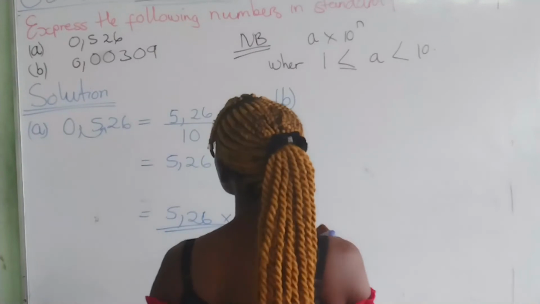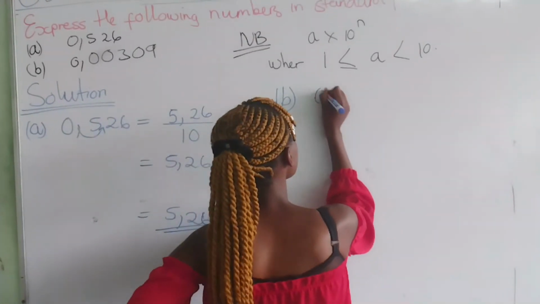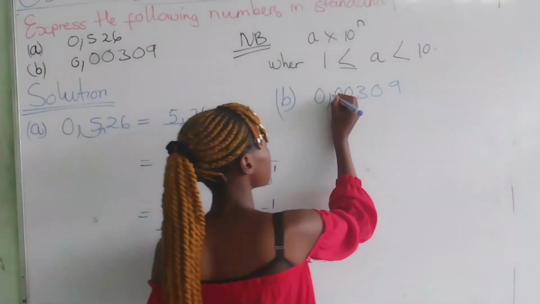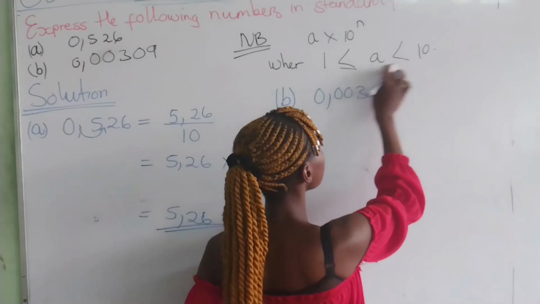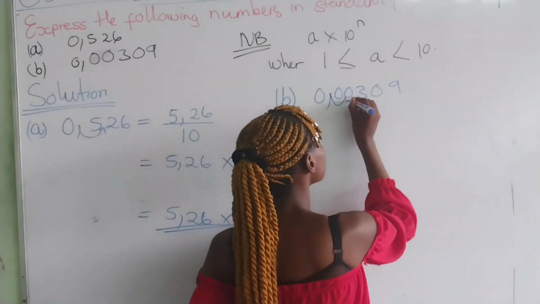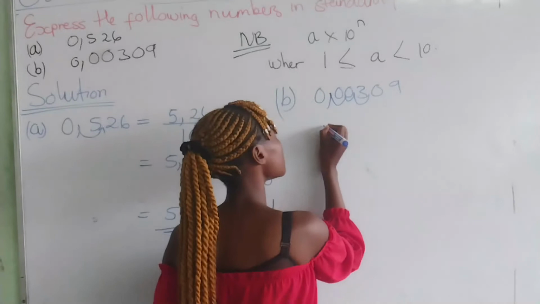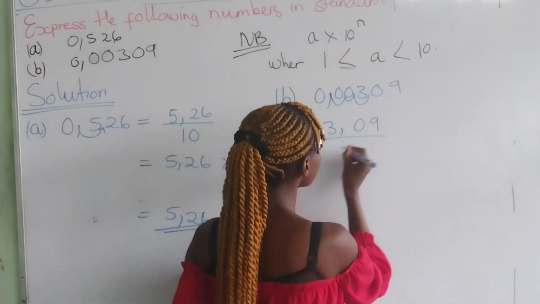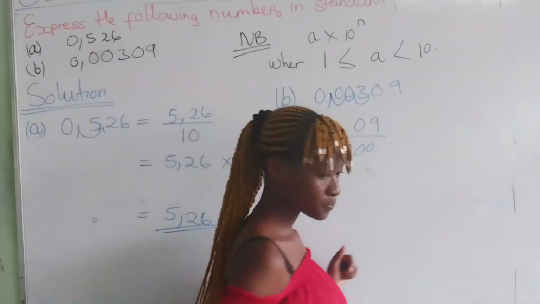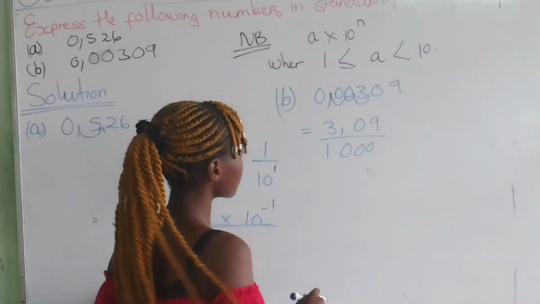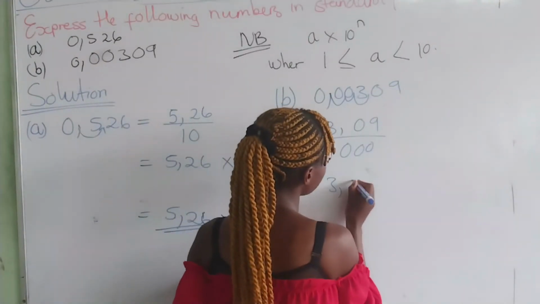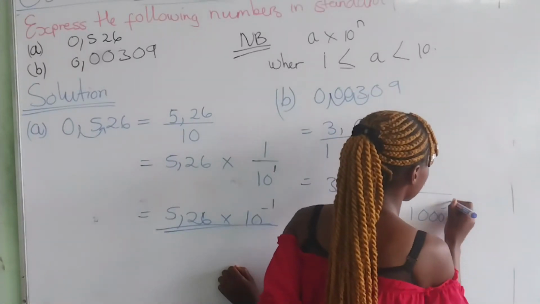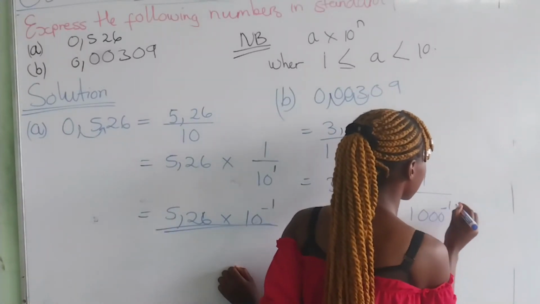I hope no one is being left behind. 0.00309. Here we do the same move. We have to let our A be in the range 1 to 10. 1, 2, 3. So it's going to be 3.09 over 1,000. Okay, that's it. Then we say 3.09 times 1 over 1,000. Please, we are still following the same rules.